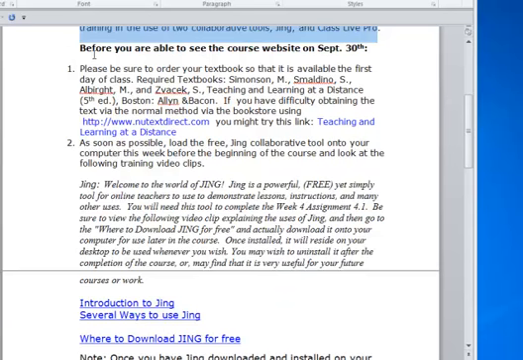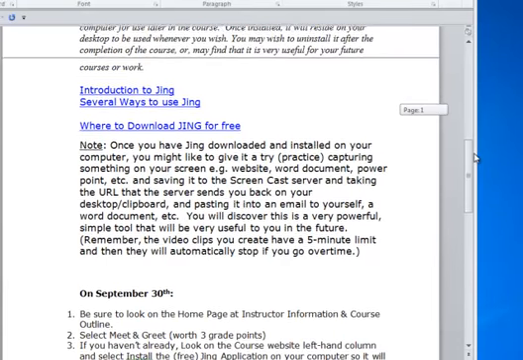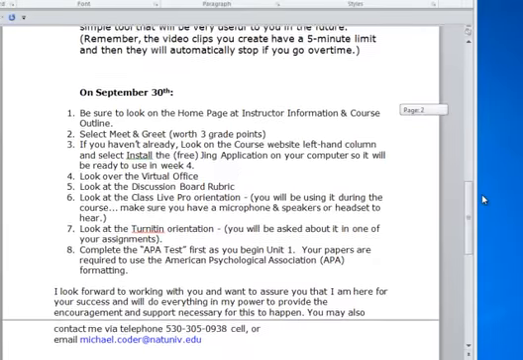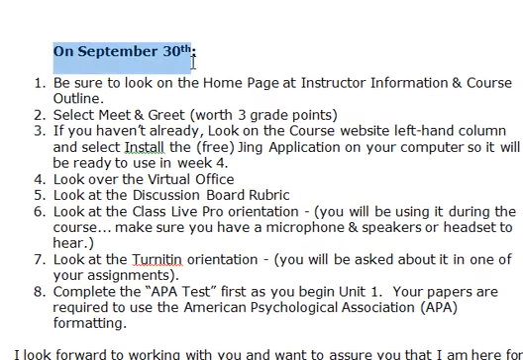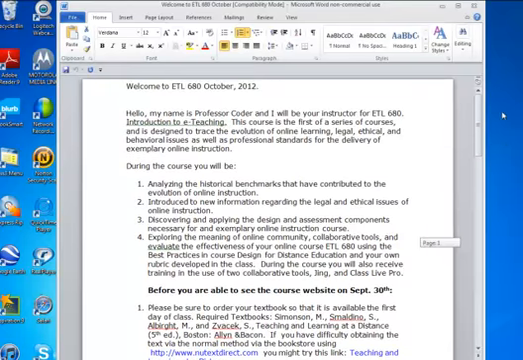And then before they are able to see the course, I want them to do these two things here: load the Jing clip and install it on their own machine. And then down here on September 30th, when they can actually see the course, they should go through these steps here of meet and greet and so forth, discussion board, virtual office, turn it in, and so on. And so that'll be the information that they get a week before, and then most of it on the day of the course themselves.